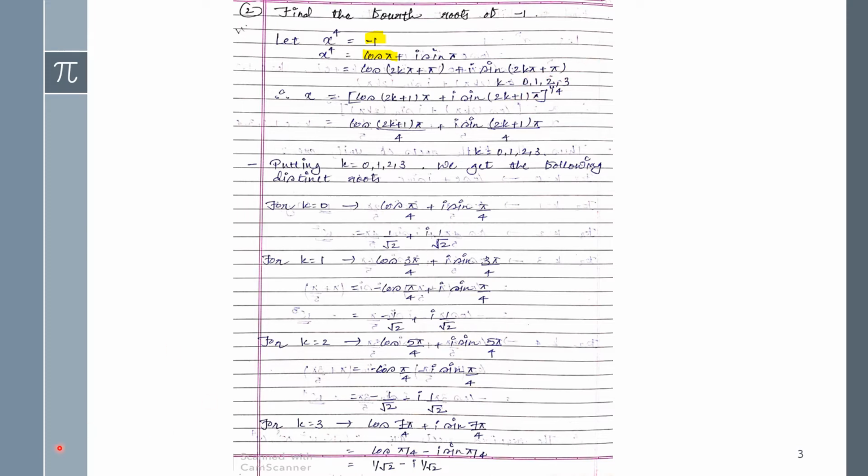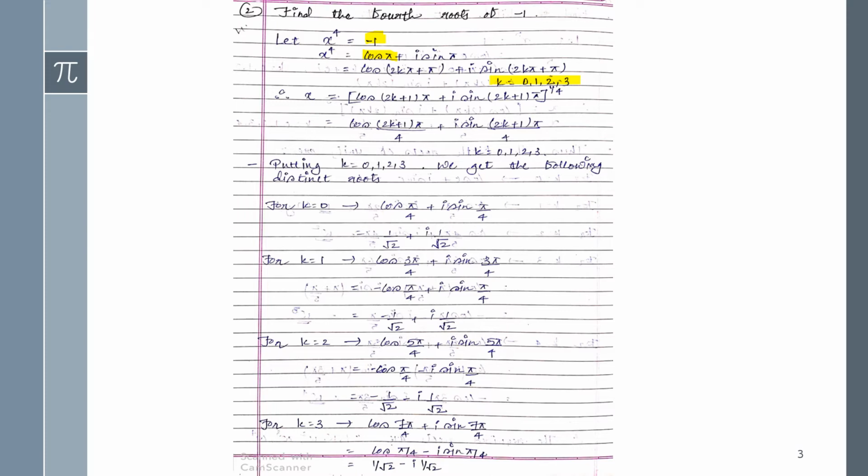This one is important, guys. I'm also highlighting this so that you can get it whenever you study. It is very much important. If it's given find the seventh roots of -1, then k will be 0, 1, 2 up to 6, not 7. Hope you all understood, guys.